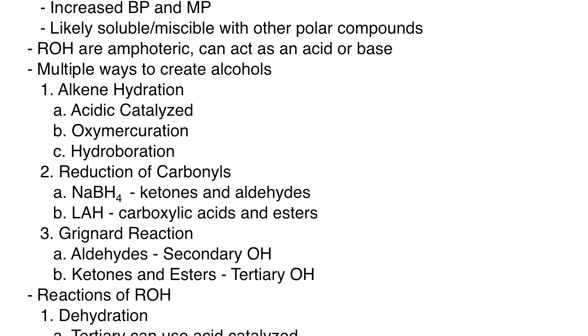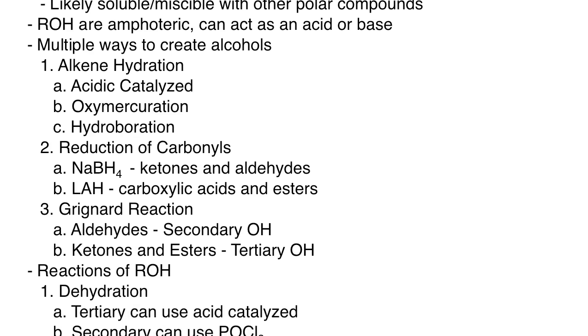Now, there are multiple ways to synthesize alcohols and create them. The first that we looked at was alkene hydration, and we had three various options when we were looking at that. The first one was an acid-catalyzed hydration, which used primarily just an acid catalyst and water. When we used that, we saw Markovnikov addition with a carbocation intermediate. So this specific reaction was subject to potential rearrangement because of that carbocation. Now the oxymercuration provided a Markovnikov addition.